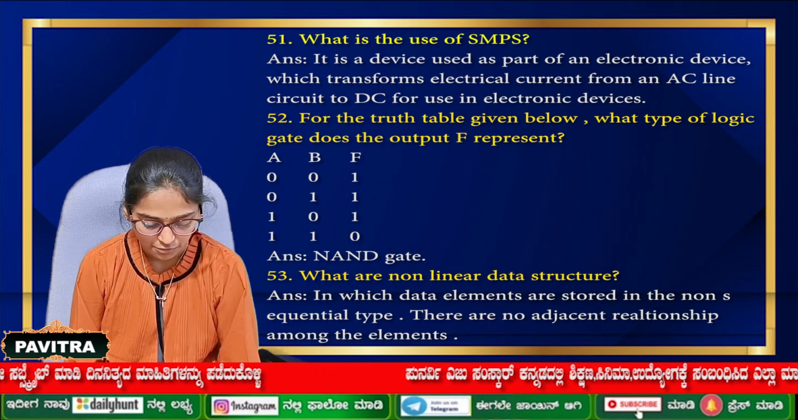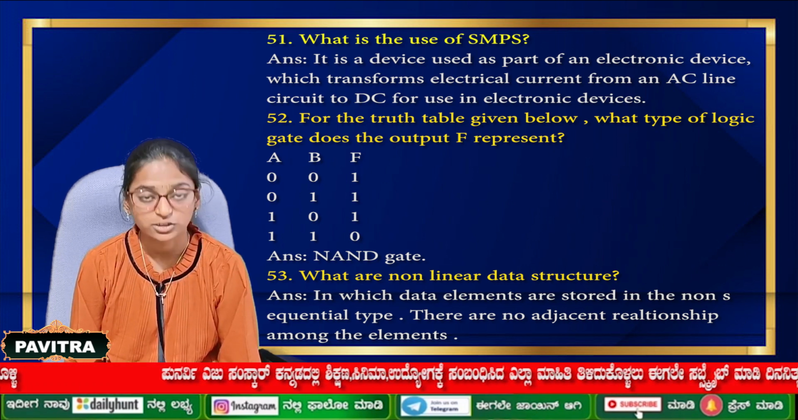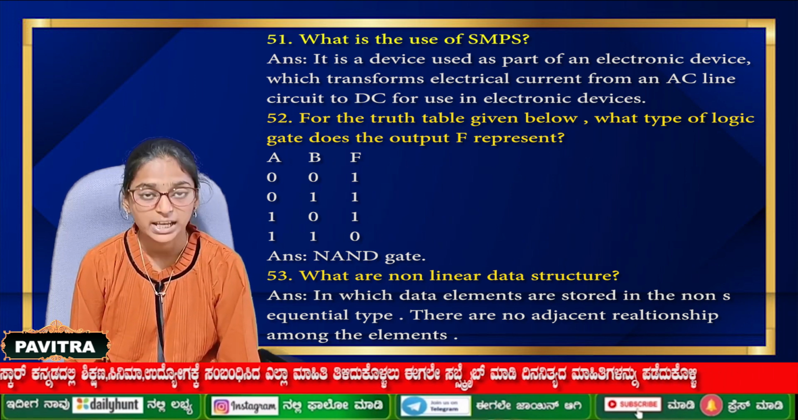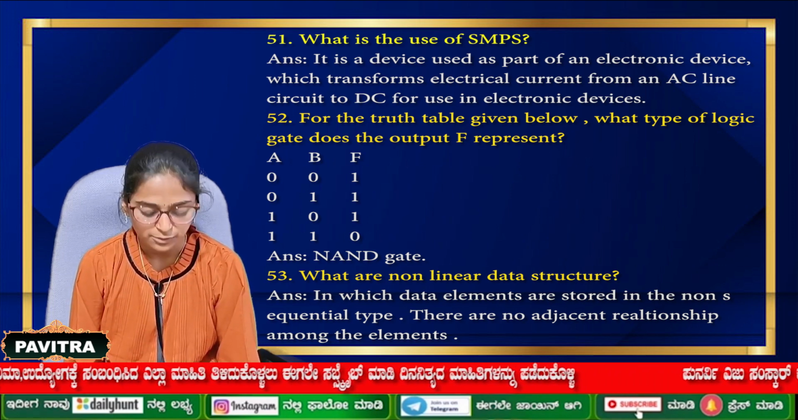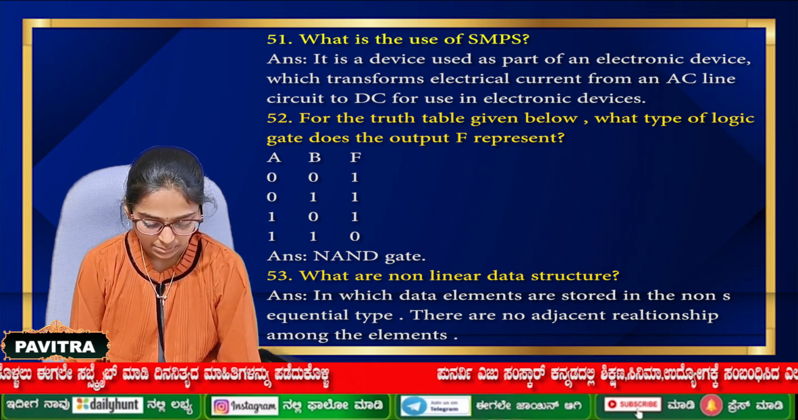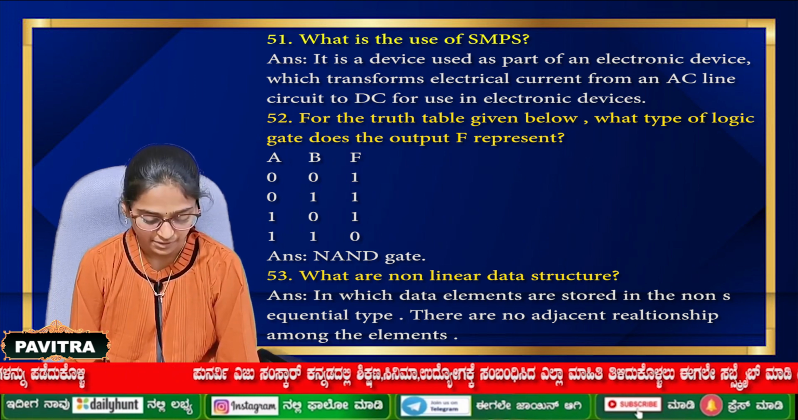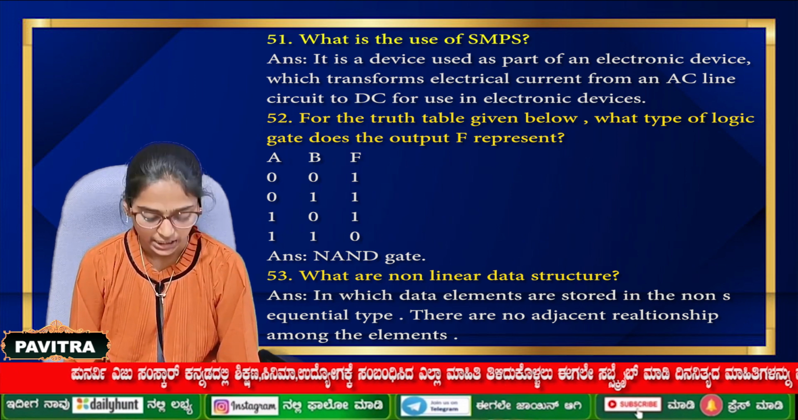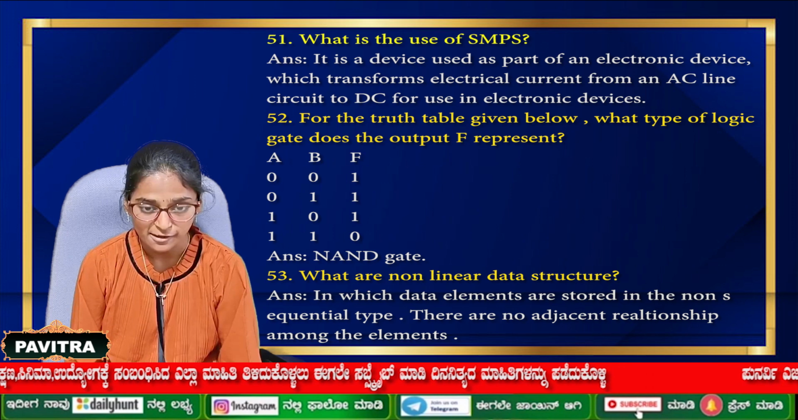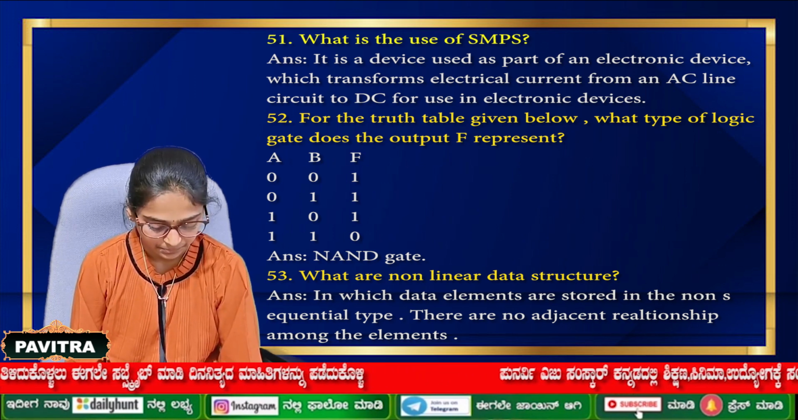51. What is the use of SMPS? It is a device used as part of an electronic device which transforms electrical current from an AC line circuit to DC for use in electronic devices. 52. For the truth table given below, what type of logic gate does the output F represent? A 0011, B 0101, F 1110. The answer is NAND gate.